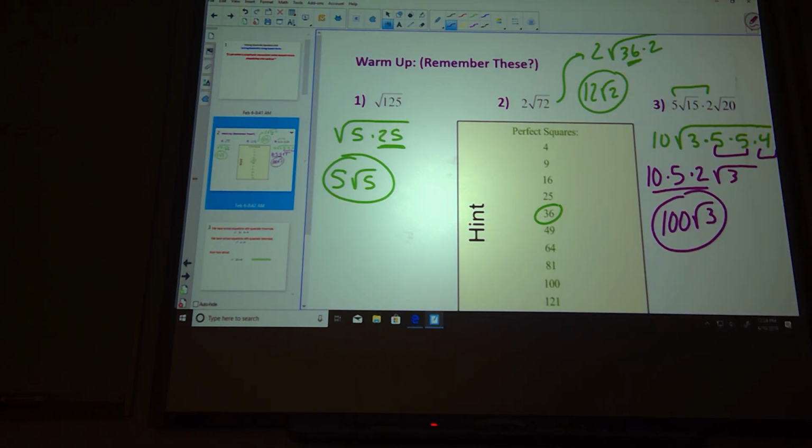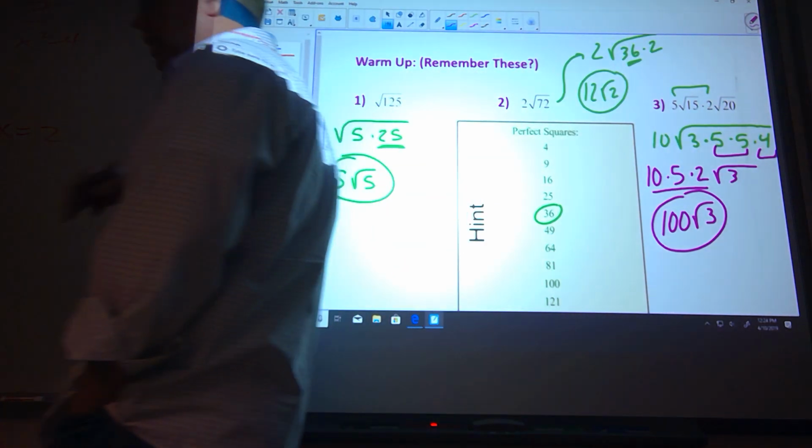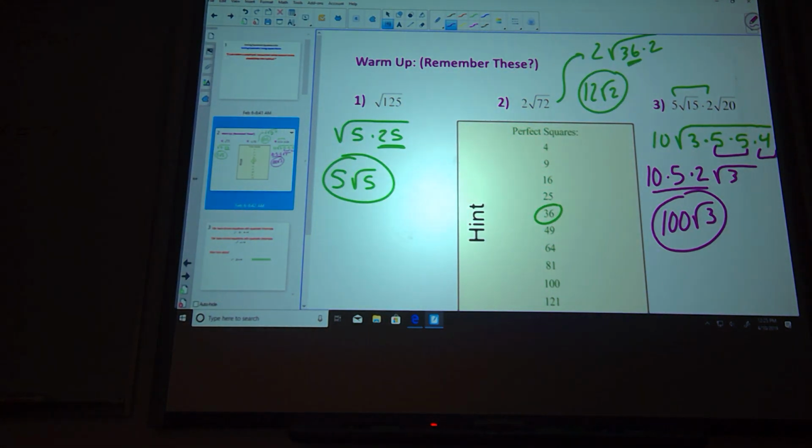Okay, so we've been working with that, though we've had goofy schedules because we had testing days and things like that. But that's what I got so far. Does anybody have any questions on those? So again, the perfect squares are good for you to hang on to.